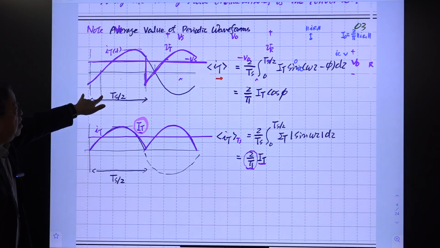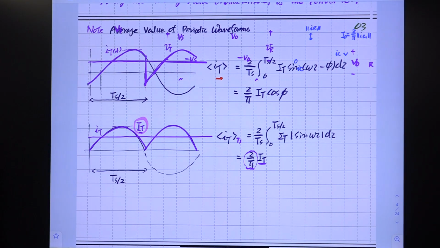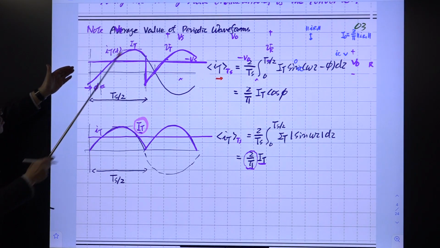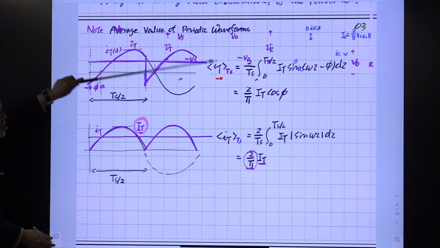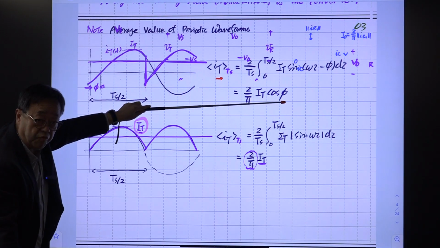This phase delay is pi. So you have pi phase delay here, and the peak value is, again, IT. Then the average value of this waveform, evaluated over this switching period. For this case, this is the rectified waveform. The original sinusoidal wave was this, and this is rectified. So you have the average value of this times the cosine of the phase delay.